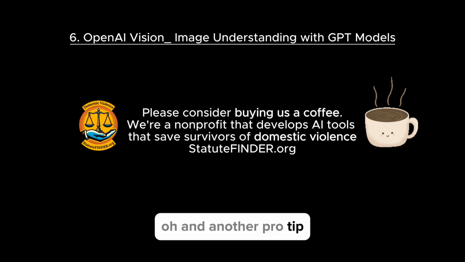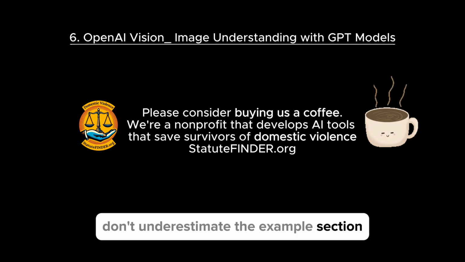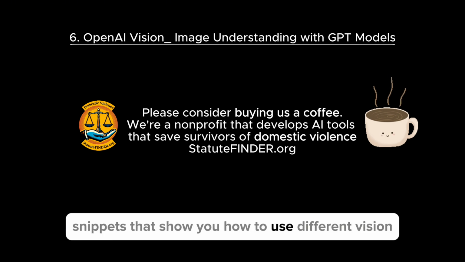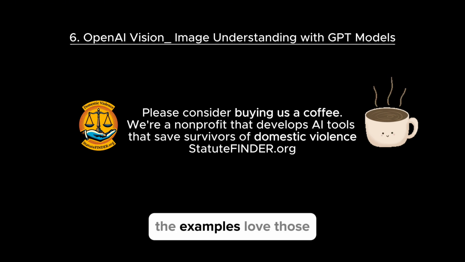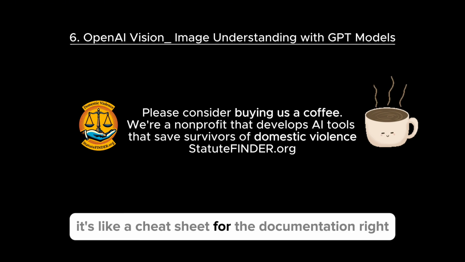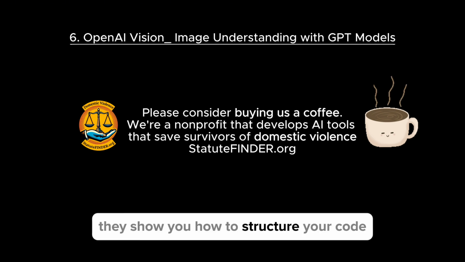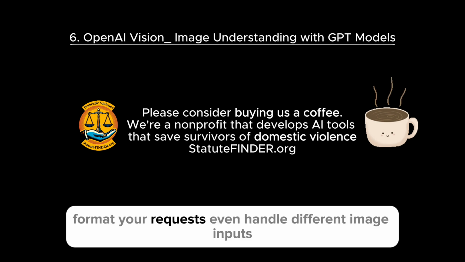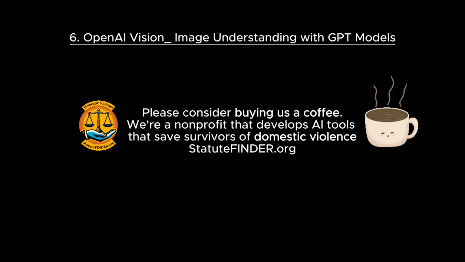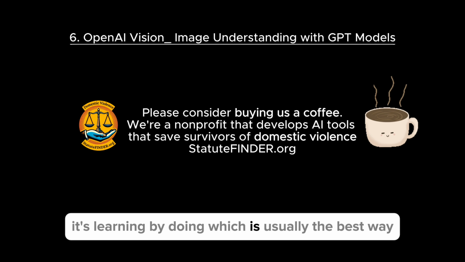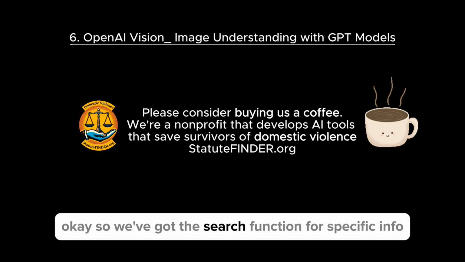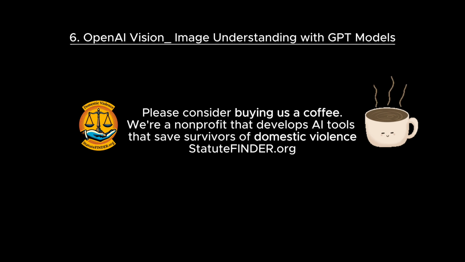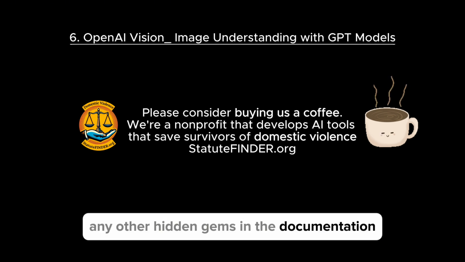Oh, and another pro tip, don't underestimate the example section. OpenAI has a bunch of practical code snippets that show you how to use different vision capabilities. Oh yeah, the examples. Love those. It's like a cheat sheet for the documentation. Right. They show you how to structure your code, how to call the API, format your requests, even handle different image inputs. It's learning by doing, which is usually the best way. Okay, so we've got the search function for specific info, the examples for hands-on learning. Any other hidden gems in the documentation we should know about?